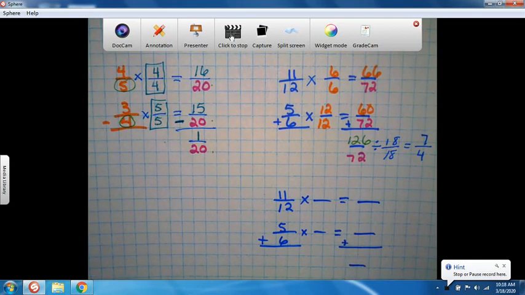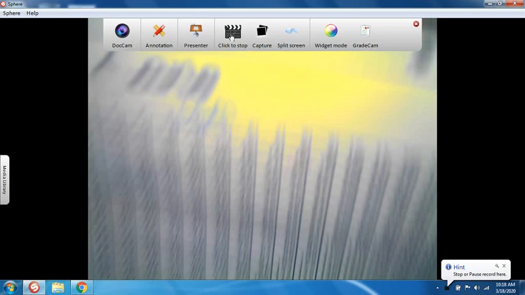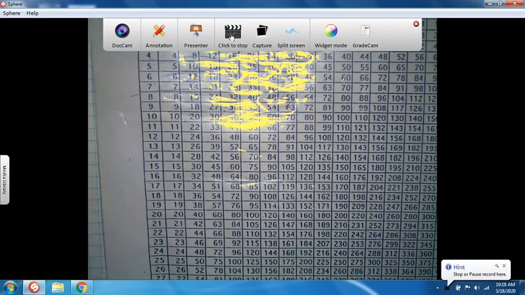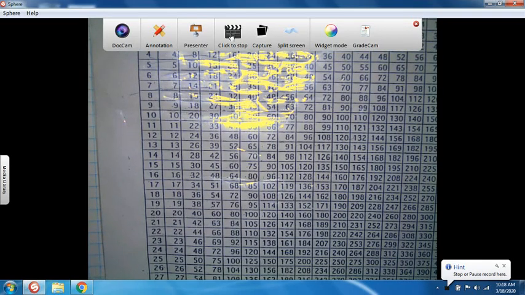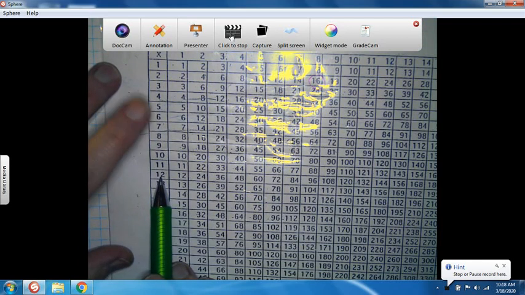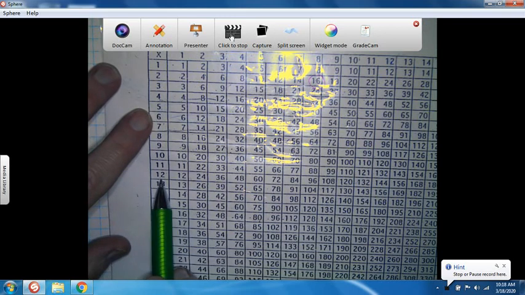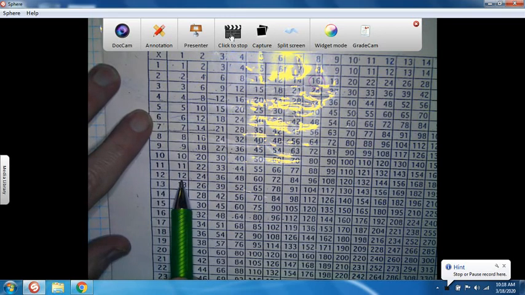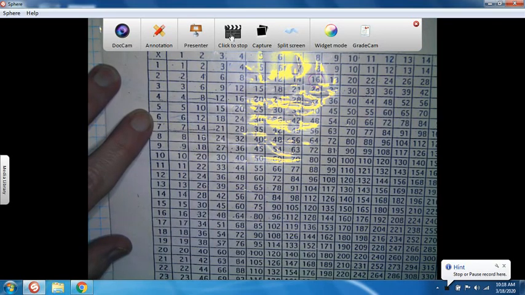Okay, so we need the least common multiple of 12 and 6. So remember, go to the 12 and the 6 row. Here we go. So here's the 12 row and the 6 row, right? And remember, this car's faster. It goes 12 miles an hour versus 6 miles an hour. So what's the first number in the 12 row? 12. Is there a 12 in the 6 row? Yes. Oh, so 12 is our common denominator.